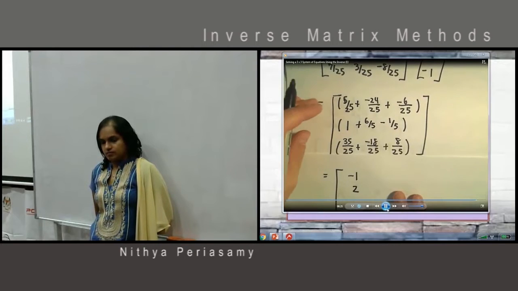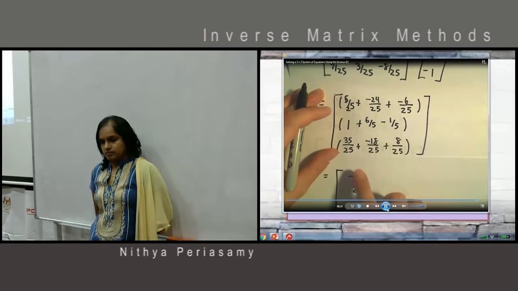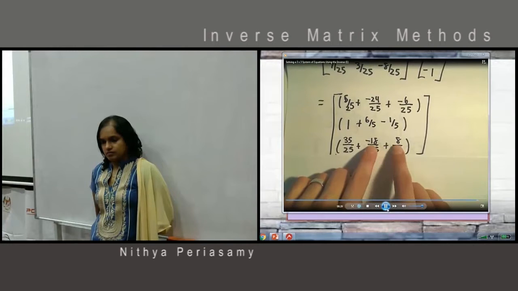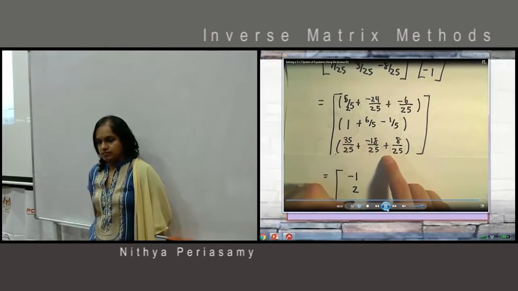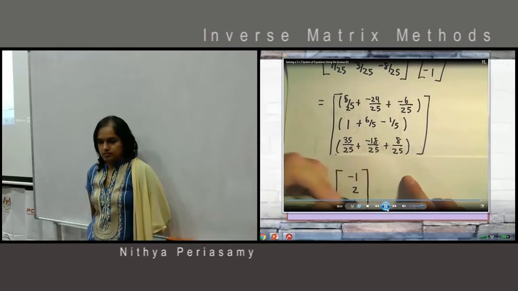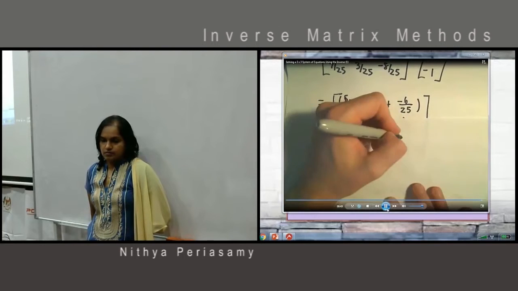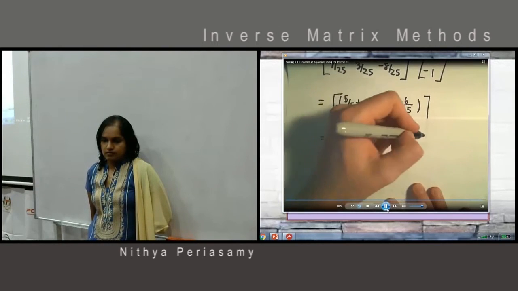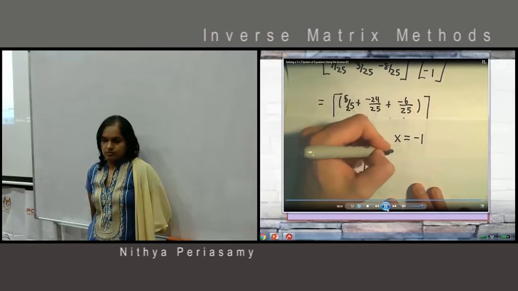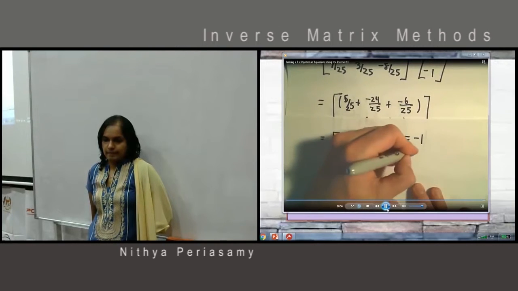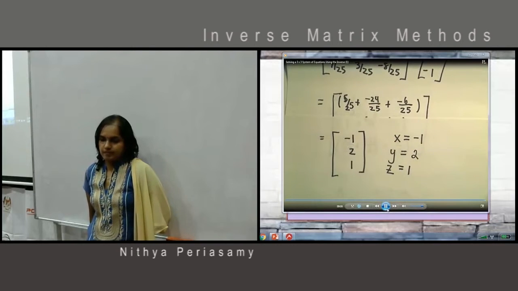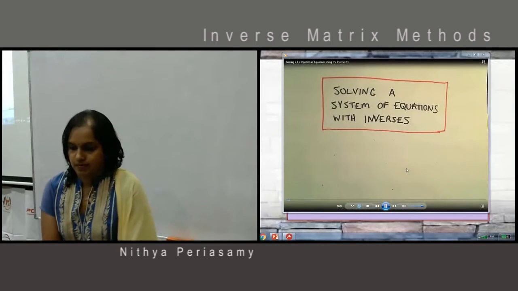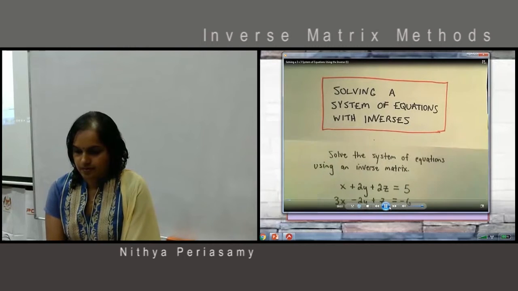And in our last row here, we've got negative 18 plus 8, which would be negative 10. Negative 10 plus 35 would be 25. 25 over 25 is positive 1. And we've now got our solution for our original system of linear equations. It says x should be negative 1, y would have the value 2, and z would have the value positive 1.